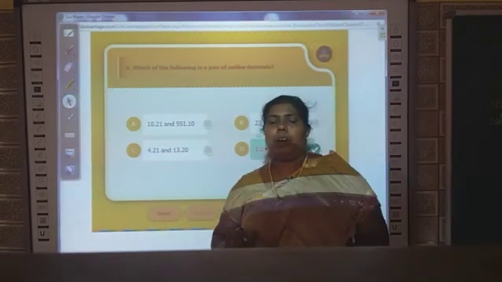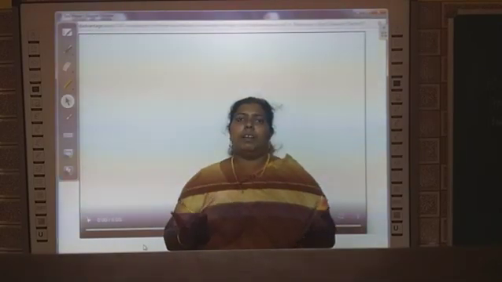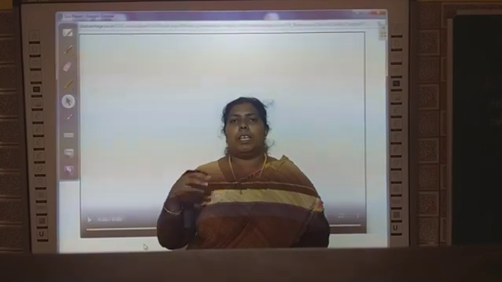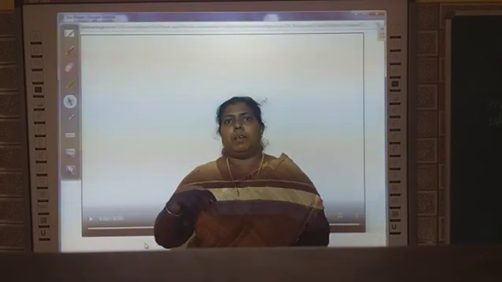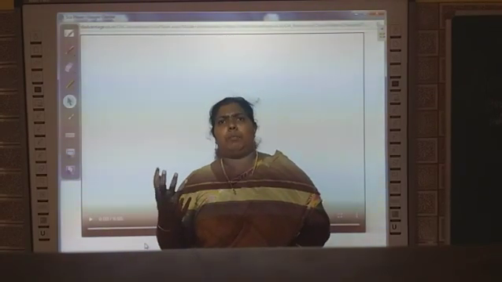So now do you know how to find that unlike decimal and like decimal? So now we are going to discuss comparing decimals and ordering decimals. Comparing decimal means what? You have to compare them, which is the greatest one and smallest one. So here we are using the symbols. Do you remember? Less than, greater than or equal. Right? Yes.